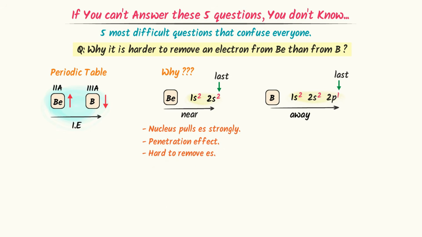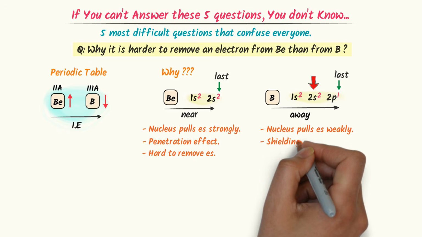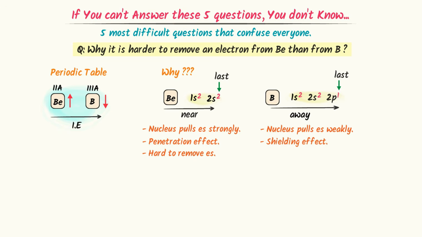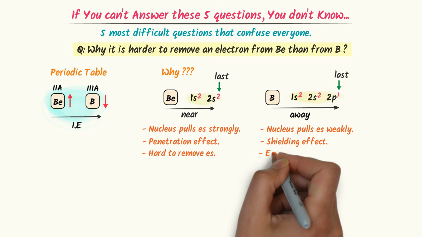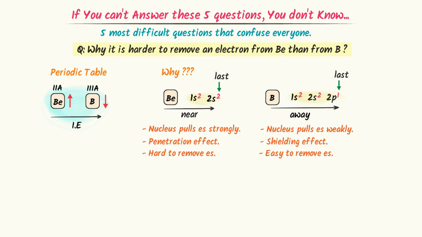Now look at boron. Its last electron is in the 2p subshell. The 2p subshell is away from the nucleus. On top of that, the 2s electrons are sitting between the nucleus and this 2p electron. They act like a shield. They reduce the pull of the nucleus on the 2p electron. This is called the shielding effect. Because of these two reasons, greater distance and more shielding, the 2p electron of boron is super easy to remove. Therefore, it is harder to remove an electron from beryllium than from boron.